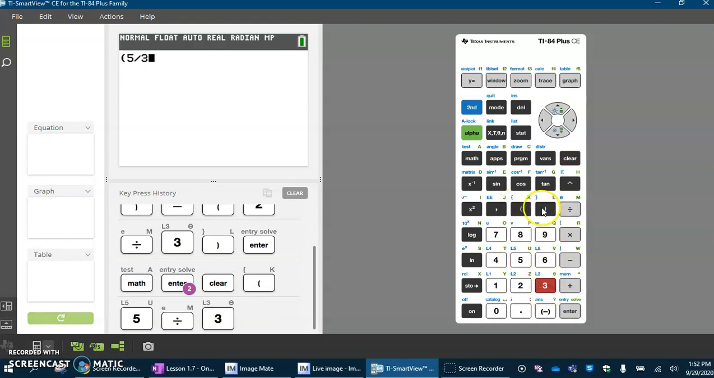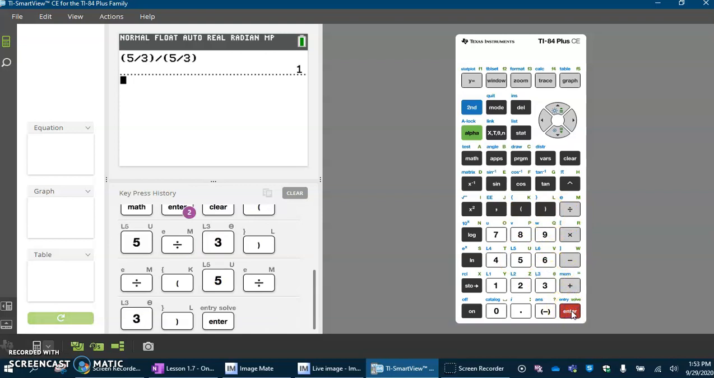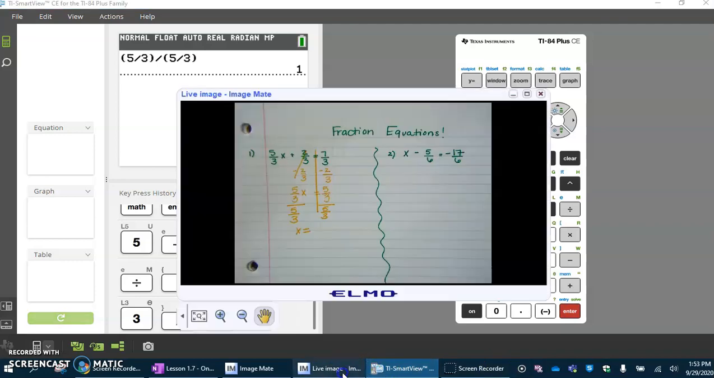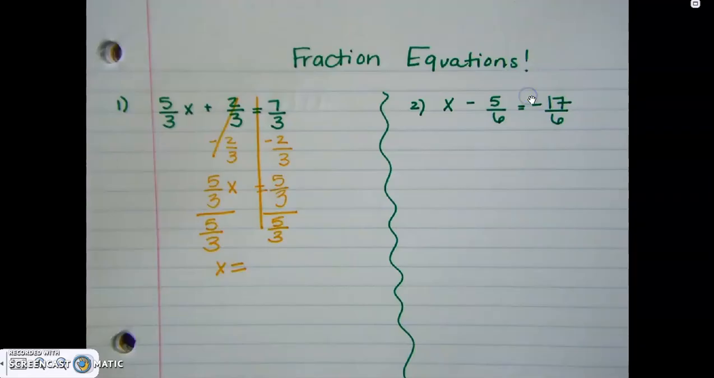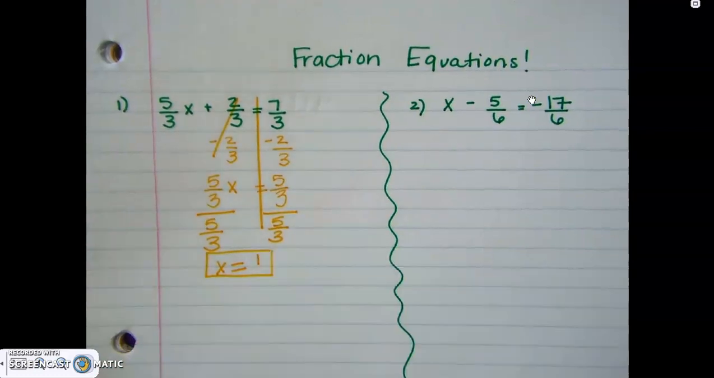But again, you just have to use parentheses, especially for something like this, because you're dividing a fraction, which means there's division all over the place. So you have to do 5/3 in parentheses, then another division sign, and then more parentheses for the other 5/3. Close that, and you get 1. So if you go back, your answer is actually just 1 here. Okay, that is one method to solve that problem.